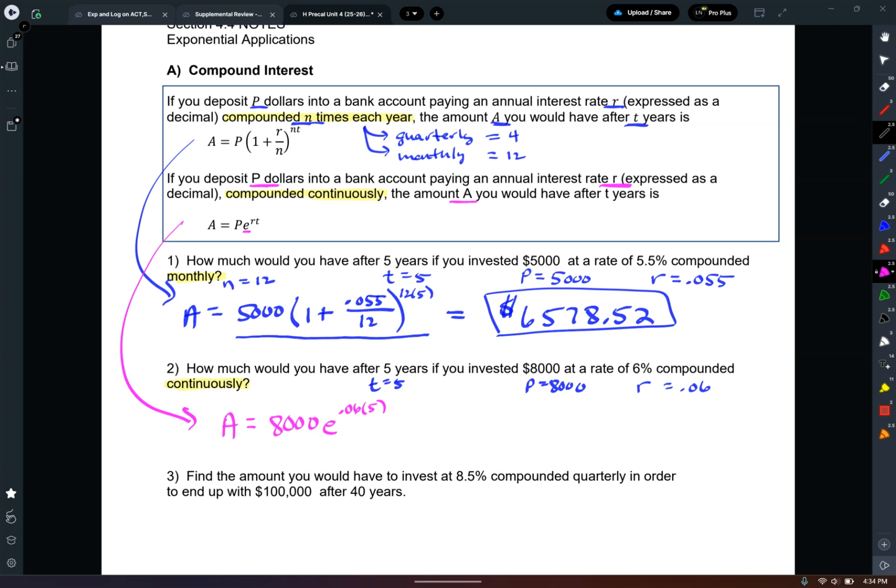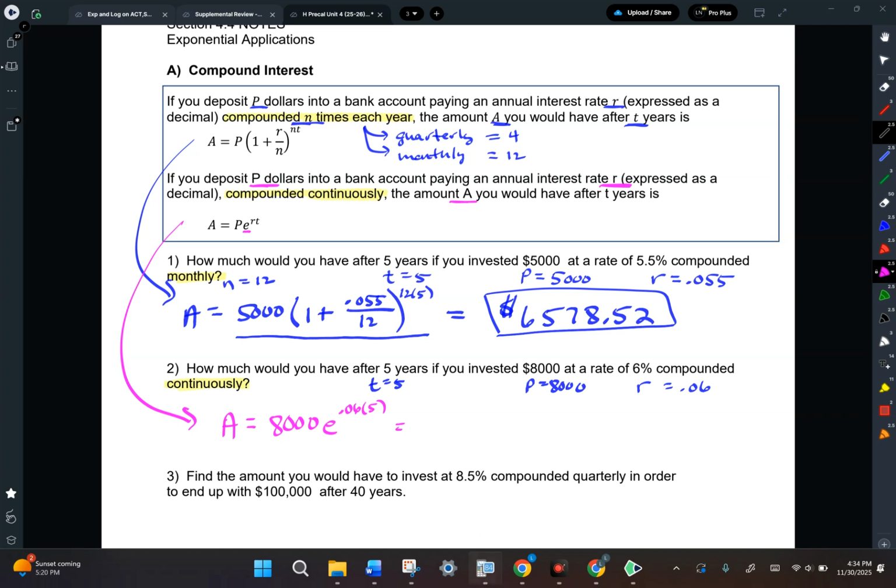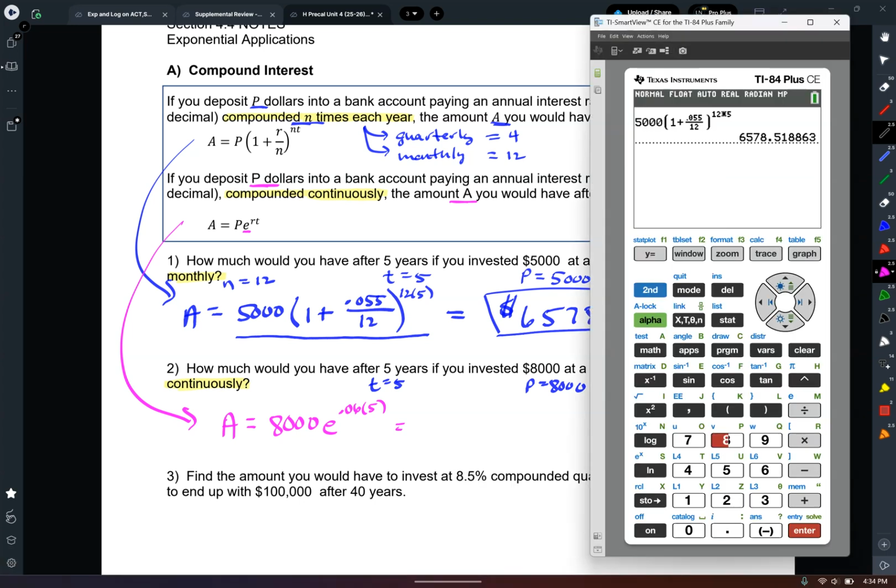And again, since we're trying to solve for A, and I've already got everything right here on the right side, I can just put that straight into my calculator the way I see it. So I'm just going to type in 8,000. And then e, I can do second ln e, and it automatically pops up with an exponent. And I want the exponent to be 0.06 times 5. And notice I've got all of that in the exponent, equals.